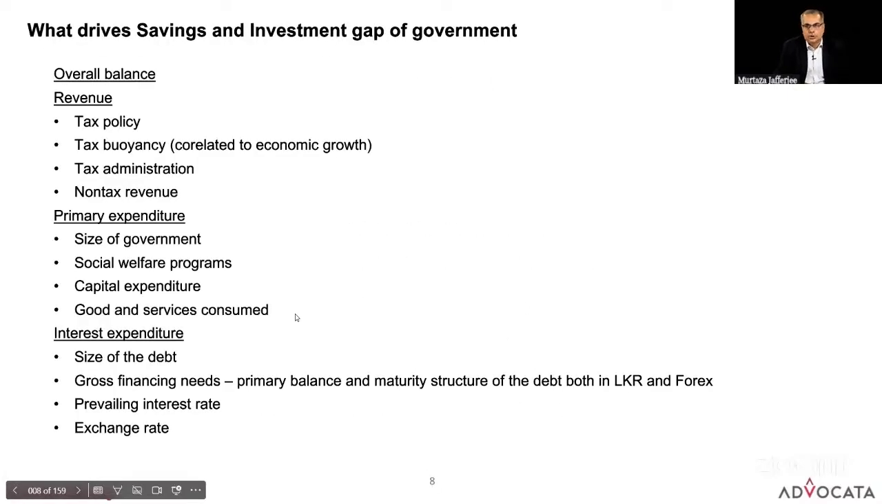Okay. So sorry, I had a small technical issue. So what drives the savings investment gap of government? Well, one is revenue. So it will be dependent on the tax policy. The tax policy defines what are the areas that are going to be taxed at what rate. The tax buoyancy is highly correlated to economic growth. So when an economy is doing well, say economy grows by 5%, generally if you have tax buoyancy, the taxes should grow faster than the economy.